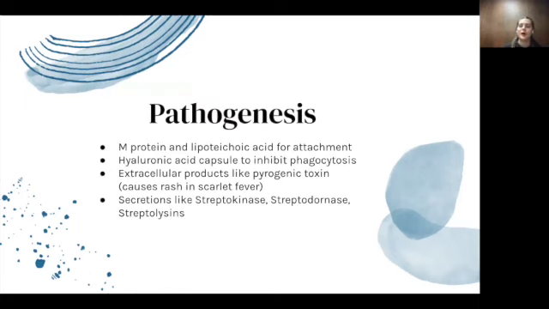So now we're going to talk about the pathogenesis and the virulence factors of Group A Streptococcus. So we have the M protein and lipoteichoic acid, which aids in attachment to the host. And we also have the hyaluronic acid capsule that inhibits phagocytosis. Group A Streptococcus also produce extracellular products like pyrogenic toxins, which cause the rash in scarlet fever, as well as secretions like streptokinase, streptodornase, and streptolysins.